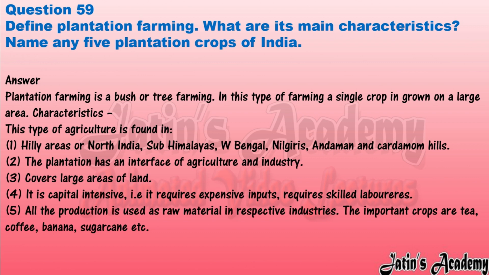2. The plantation has an interface of agriculture and industry. 3. Covers large areas of land. 4. It is capital intensive, i.e. it requires expensive inputs, requires skilled laborers. 5. All the production is used as raw material in respective industries. The important crops are tea, coffee, banana, sugarcane, etc.